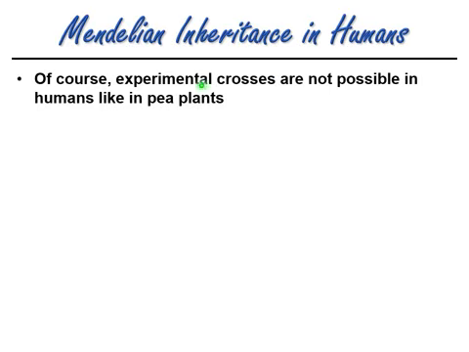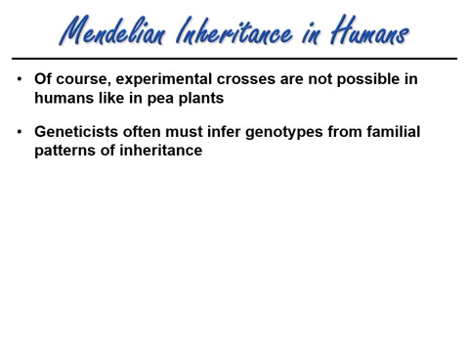Okay, so of course, experimental crosses are not possible in humans like those in pea plants. So what we do is we figure out what the genotypes are likely to be from familial patterns of inheritance. It's called pedigree analysis. I mentioned it earlier. You basically have to interview people and get as much medical data as you can and try to construct a family history to figure out their pattern of inheritance. And from that, you can get an idea of whether something's dominant or recessive.